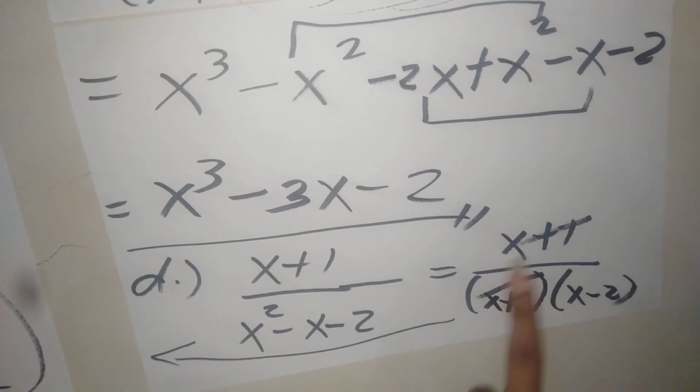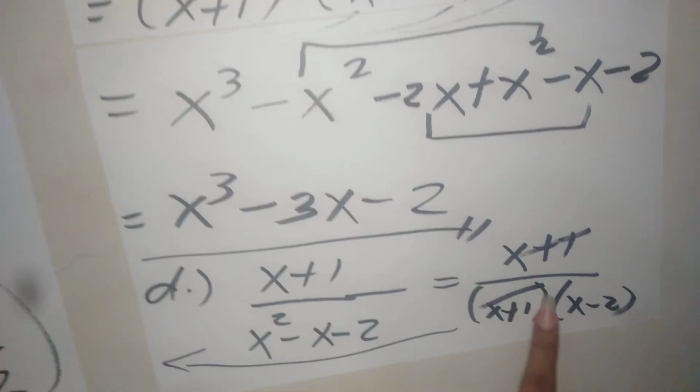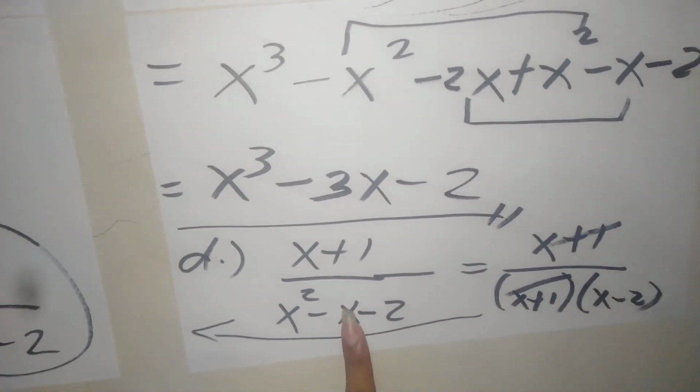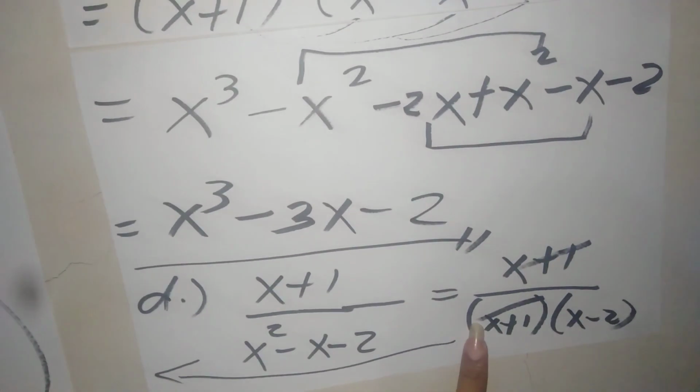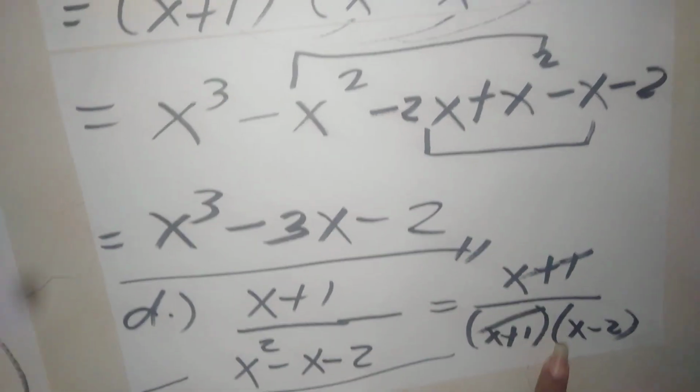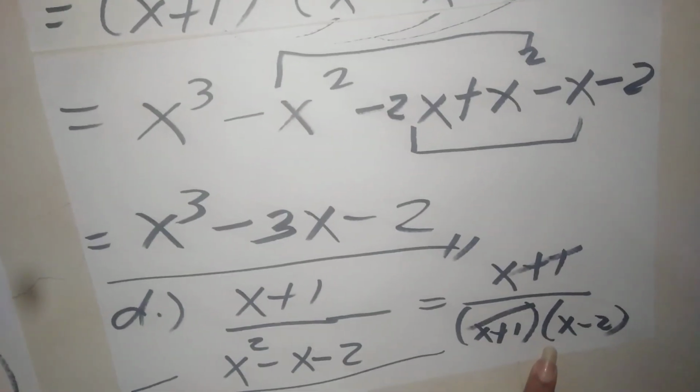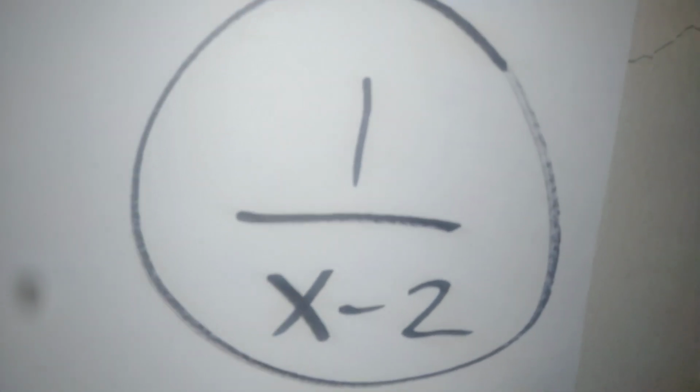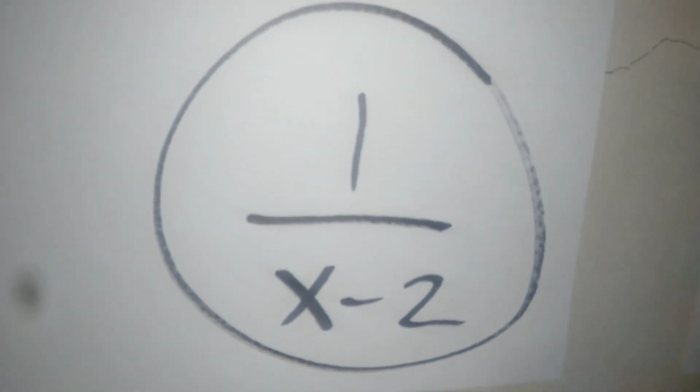Kung imo ni i-check using FOIL method, amo gawas ani niya kay kanira jud. So tangtang ka x plus 1, tangtang x plus 1, so nanabiling 1 sa taas pero naman sa ubos x minus 2, sa ubos na jud na siya. So ang answer is 1 over x minus 2.